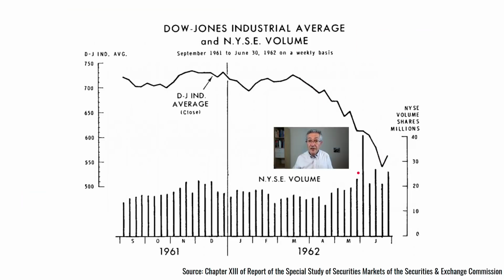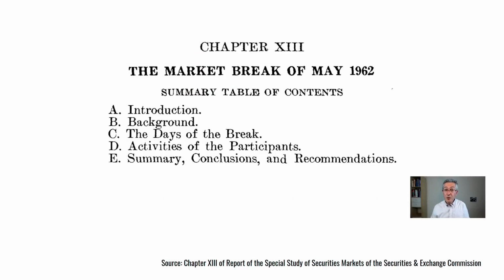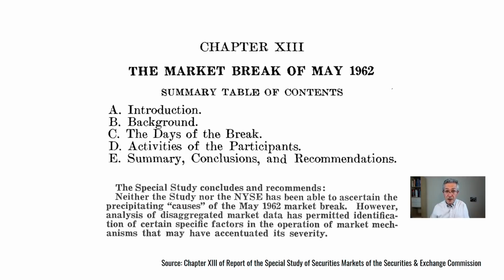and this is the crash that we're talking about. Now, another thing that characterizes these flash crashes is they come with a large volume. Large numbers of shares trade hands as people are trying to desperately leave the market. So you can see here at the beginning of June 1962, there was a big spike in share trading volume. Now, the report was hundreds of pages long, and the conclusion was that neither the study, which is this report, nor the New York Stock Exchange has been able to ascertain the precipitating causes of the May 1962 market break. In other words, despite all of the resources they threw at the problem, they just have no idea why it happened. People just got scared.